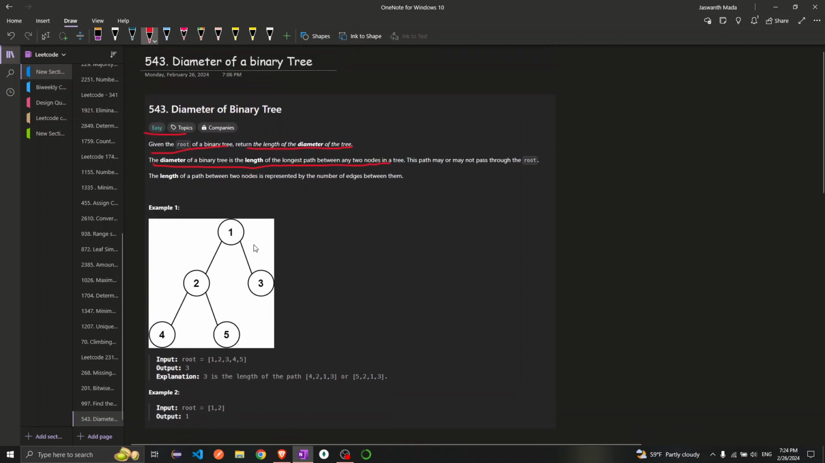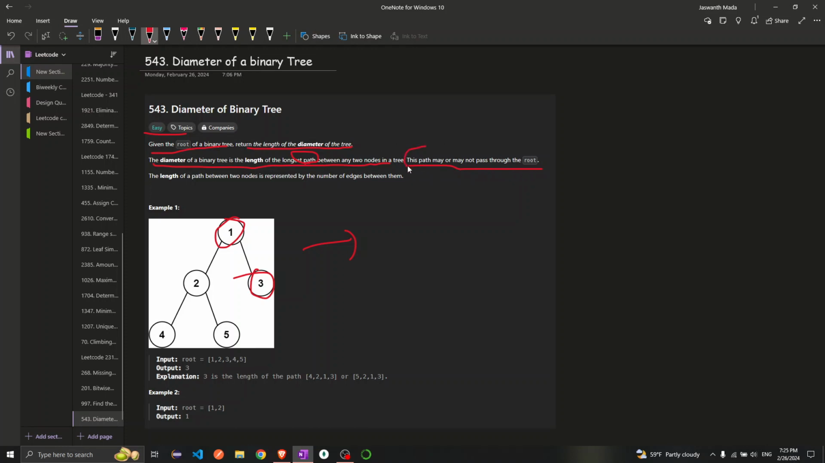So basically what diameter means is we can pick any two nodes and the number of edges between these two nodes is the diameter. So we need to find the longest path or longest length, right? So the important point is that this path may or may not pass through the root.